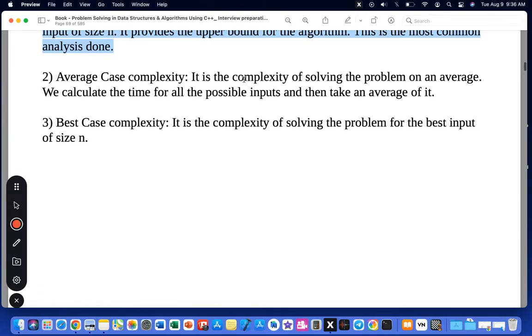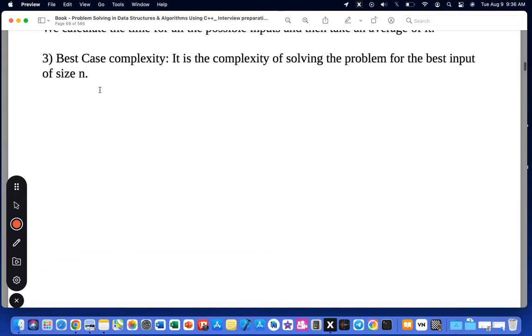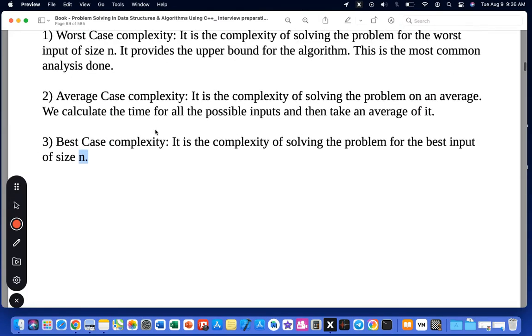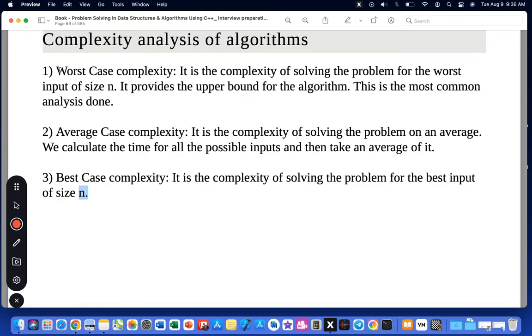Average case complexity is the complexity of solving a problem on average. We calculate time for all possible inputs and then take the average of it. Best case complexity is the complexity of solving a problem for the best input of size n, the easiest one, all right? So when testing, we do the worst case more frequently. For the developer to start testing, they usually do the best case, because it's more logical and easy to confirm, to validate.